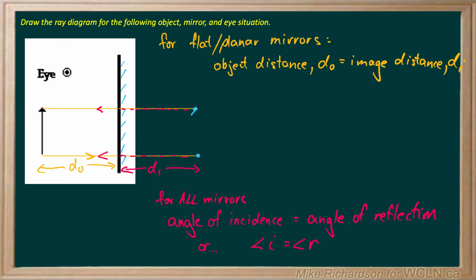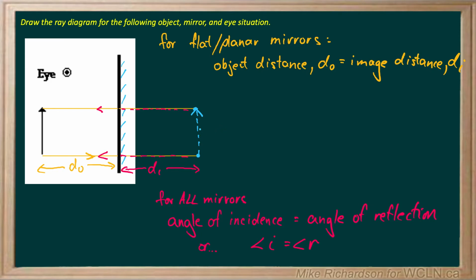So we can draw our image in now. And because the rays only appear to come from that location, let's get used to the fact that that's called a virtual image. It's upright. In other words, it's in the same orientation as the original one. And dotted simply means that the rays aren't actually there. They appear to come from there.